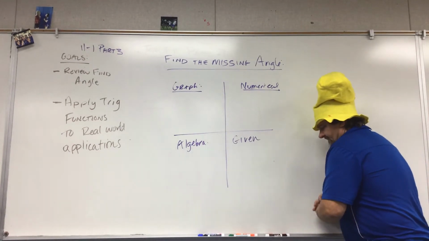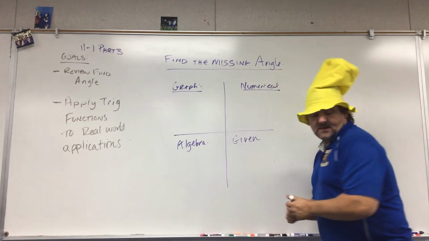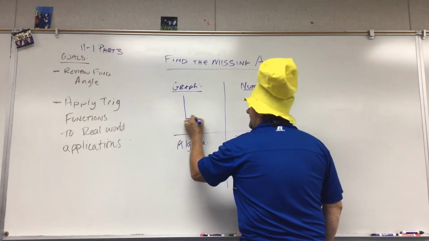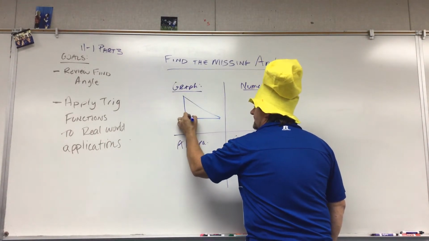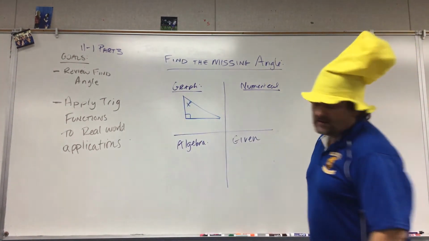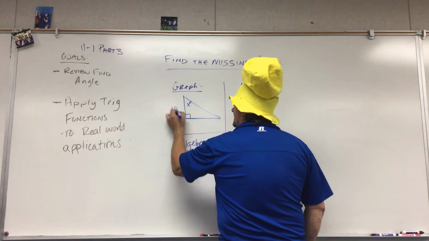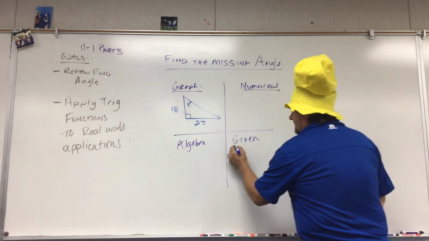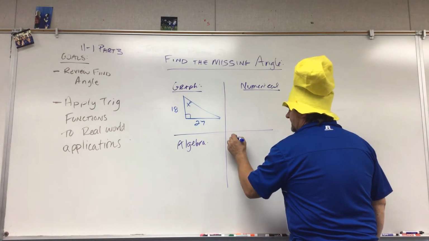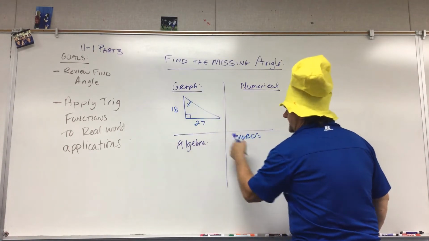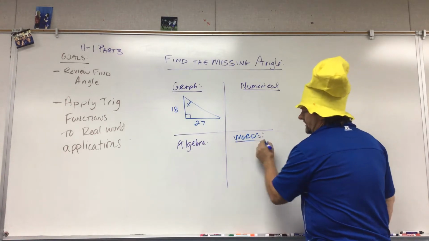So I'm going to draw the triangle for you guys. The triangle is this. We are given a right angle here. We're given an x value there for that angle, and we're given an 18 and a 27. This is words, actually, sorry. Words, gnaw, G-N-A-W. We're going to gnaw on the problem.